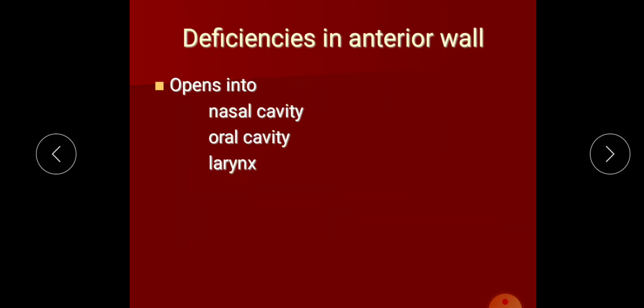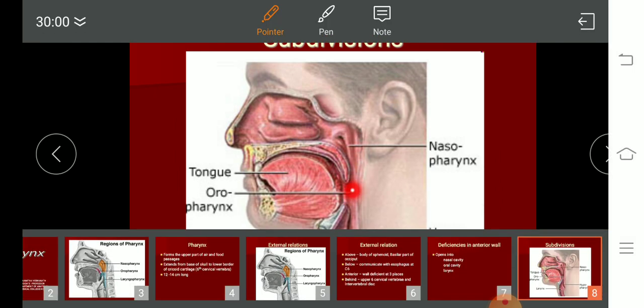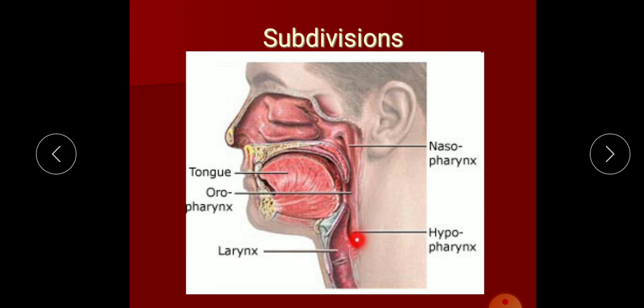Okay. So look at that. These are the deficiencies in the anterior wall through which the pharynx opens into the nasal cavity, oral cavity, and larynx. Now we come to the subdivisions of the pharynx. You already know the subdivisions. Name them. One is nasopharynx, two oropharynx, and three laryngopharynx. Which pharynx am I touching now? That is the nasopharynx. Which pharynx am I touching now? That is the oropharynx. And this is the laryngopharynx.